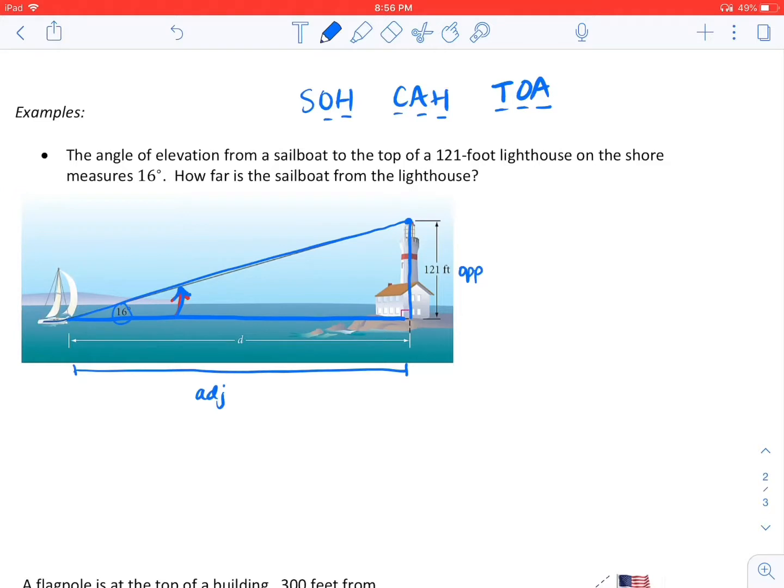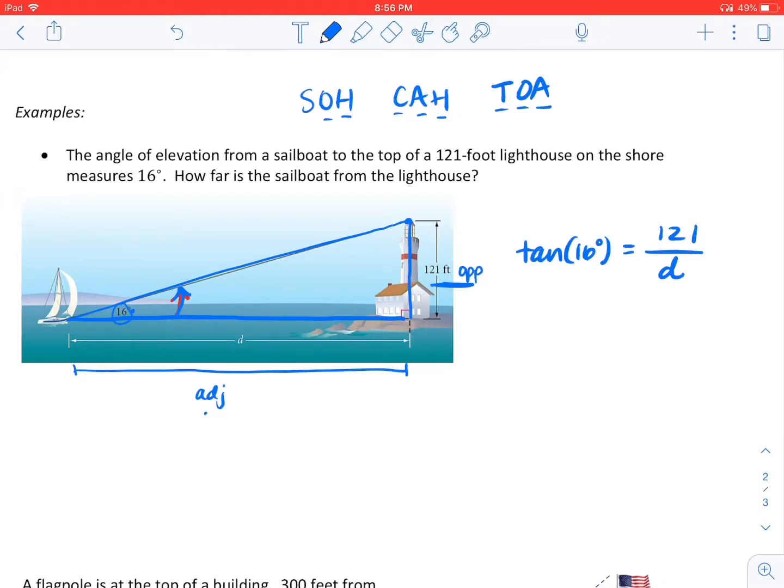In this case, again, I'll remind you that from the 16-degree angle, we've been given the opposite side length, and we're solving for the adjacent side length. So I should set up a ratio using those values, that the tangent of the 16-degree angle is equal to the opposite over the hypotenuse. I'm sorry, not the hypotenuse, the adjacent.